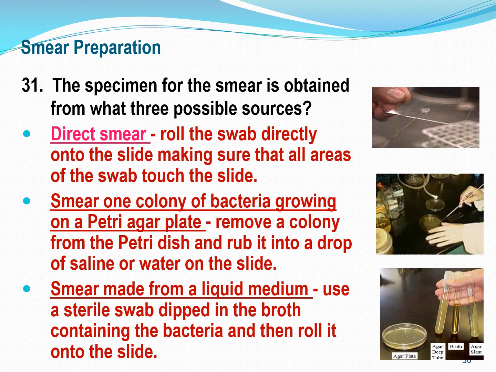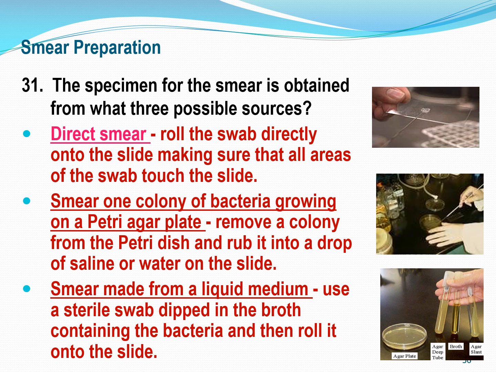Okay, so the specimen for the smear is obtained from what 3 possible sources? So where can we get it from, right? The first one is obviously a direct smear, right? You just take the swab that you had swabbed from whatever site you collected from, and you make sure that all sides of that swab touch the slide, and you smear it onto the slide. Roll it directly on there, right?